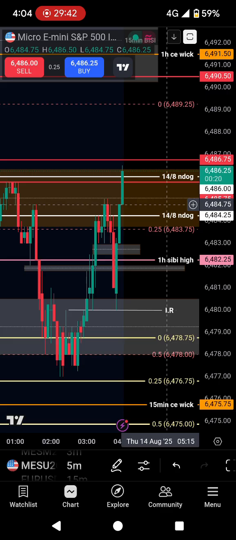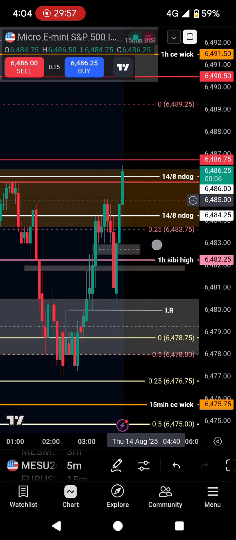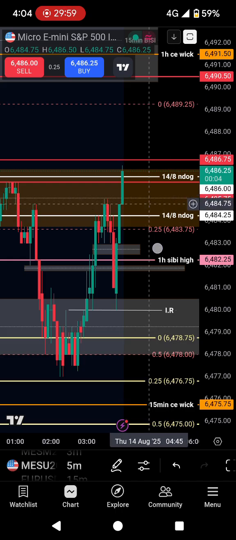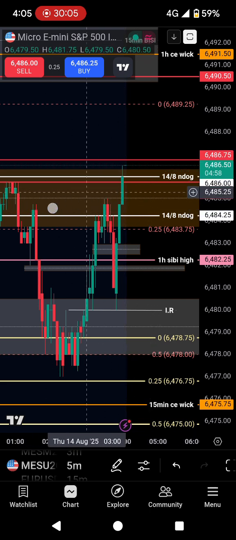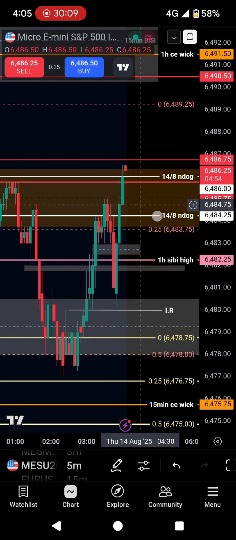So 6484.75. I'm going to place my long here. It's okay. We only enter at discount. And why 6484.75? Because it coincides with this CV inversion fair value gap, it's just right there, okay? You can see this BC form right here. I like how it closed in the end.